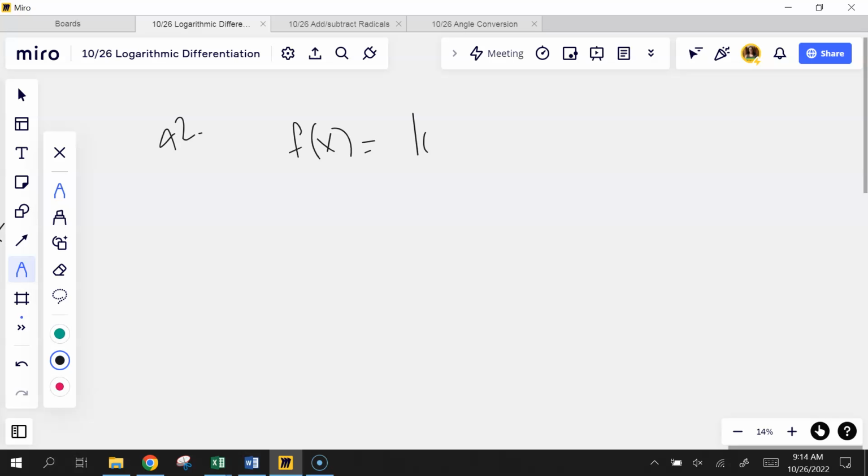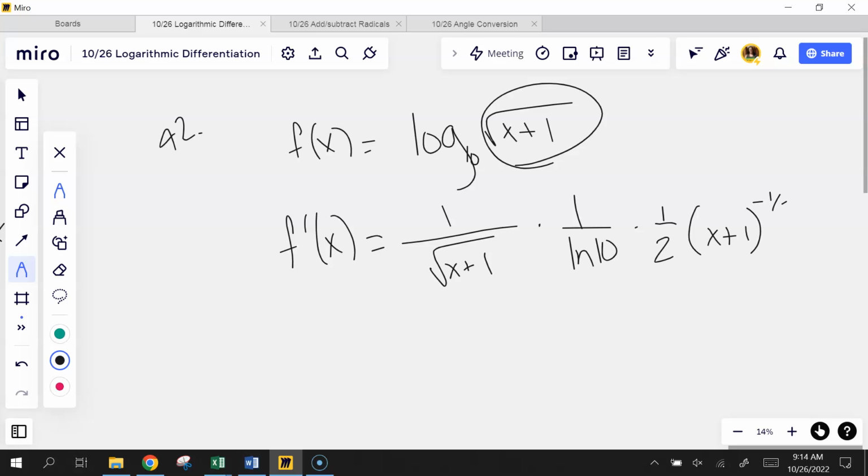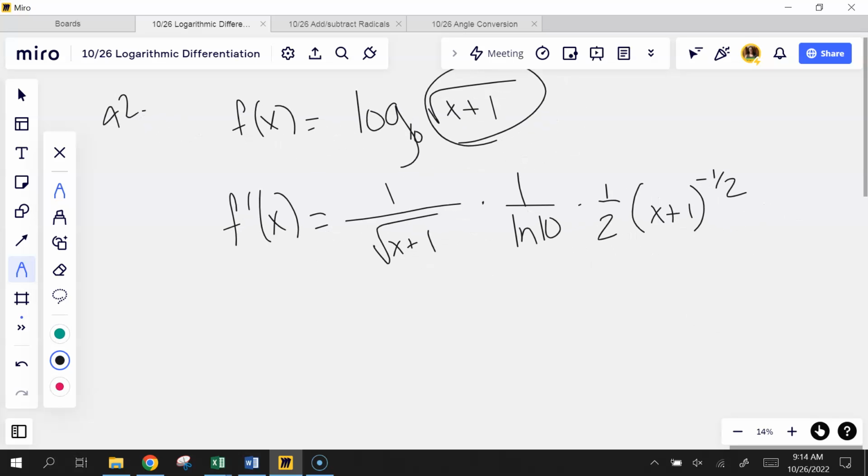f of x equals log base 10 of the square root of x plus 1. So the derivative here is going to be 1 over the square root of x plus 1 times 1 over natural log of 10 times, now chain it. So I'm looking for the derivative of this. 1 half x plus 1 to the negative 1 half. And now if there was a derivative here, I would need to chain it again. Or if it was differentiable there, anything other than 1, I would need to chain it again.